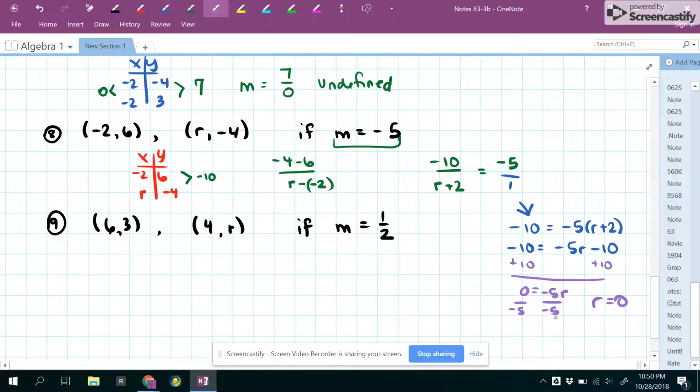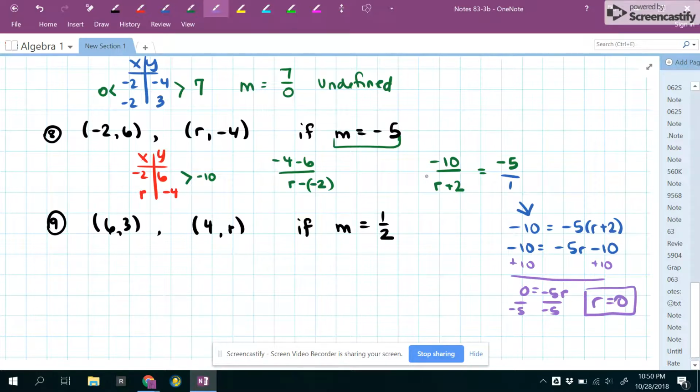So for example 8, r equals 0. And again, you may have noticed that earlier and just looked at the problem and went, -10 divided by 2 is -5. So if r is 0, it works out. You don't need to always do all the math when the answer is that obvious.